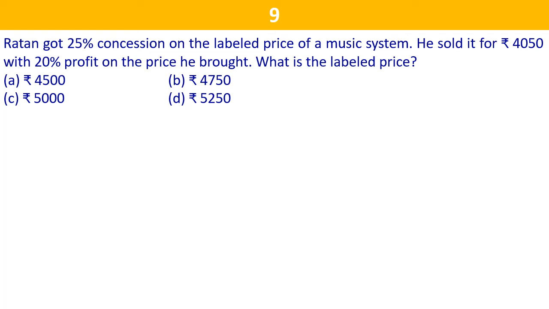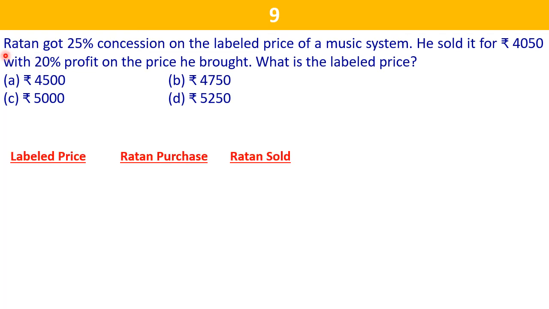Problem number 9. Ratan got 25% concession on the labeled price of a music system. He sold it for rupees 4050 with 20% profit on the price he bought. What is the labeled price? So here there is a labeled price. The second price is the one at which Ratan bought it by taking some 25% concession, and the third price is the one at which Ratan sold it by making 20% profit.